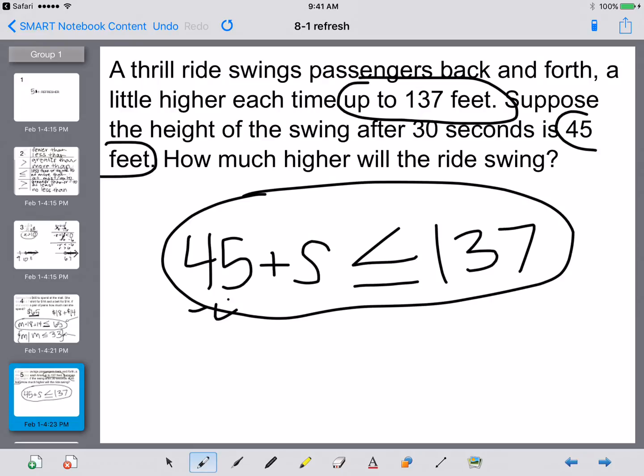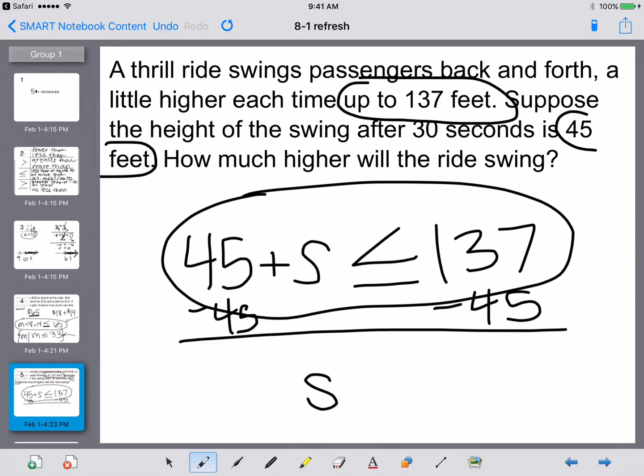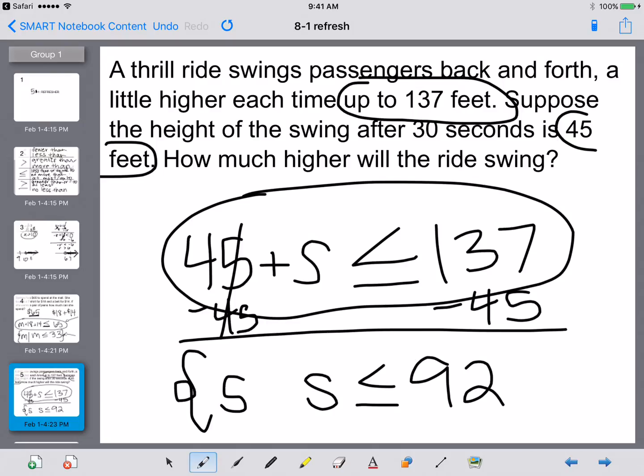To get S all alone, we subtract 45. What you do to one side, you do to the other, and we end up with that canceling out. S comes down, less than or equal to comes down. 137 minus 45 is 92. So the swing could still swing 92 feet higher. In order to put that in our set builder notation, we need to have a curly bracket, our variable, a line, and then closing our curly bracket. So any value of S has to be less than or equal to 92 in this case.